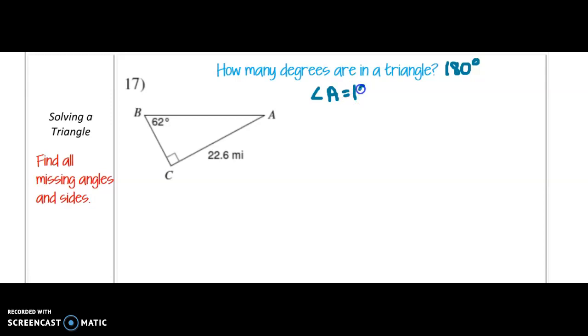we're just going to take 180 and we're going to subtract our right angle, which is 90 degrees, and we're going to subtract the 62 degrees. So ultimately, we're going to end up with the measure of angle A is going to end up being 90 minus 62, which is 28 degrees. So we found the missing angle.